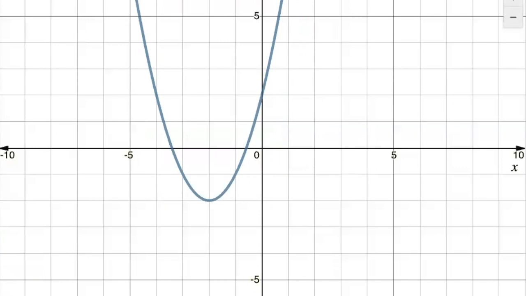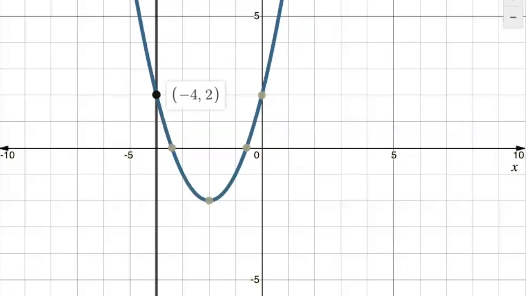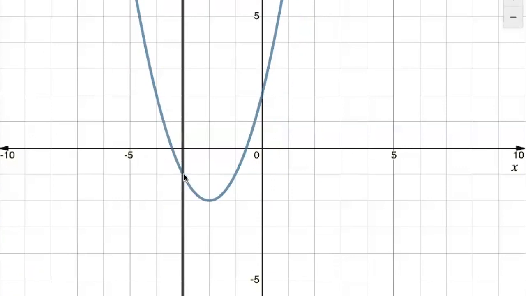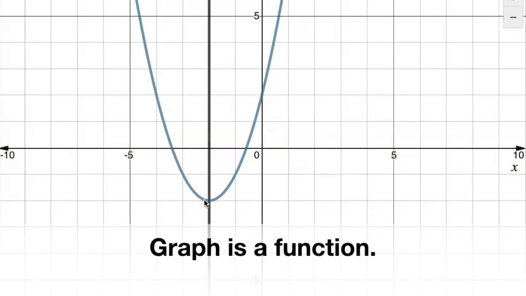Here's a graph that's a parabola. I would take a vertical line and again move it across the graph, looking to see if I can put the vertical line in a location where it intersects the parabola more than once. Everywhere I choose to put the line, it does intersect the parabola only in one point, therefore this would be the graph of a function.